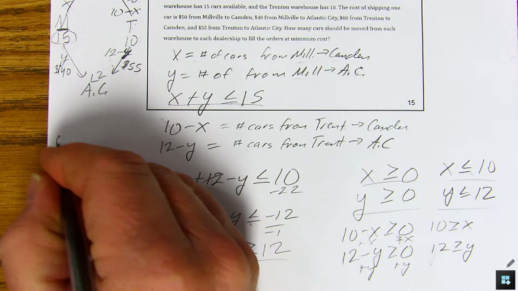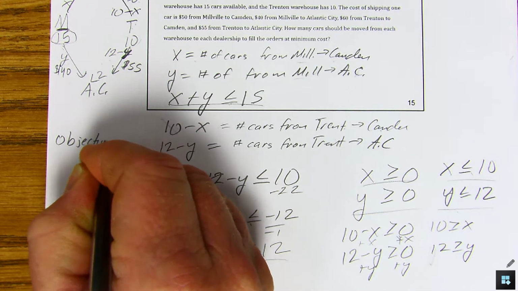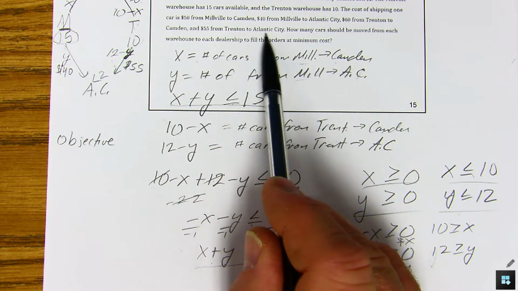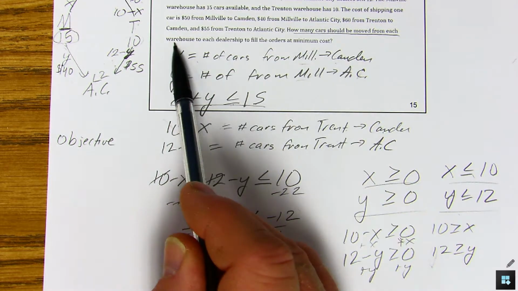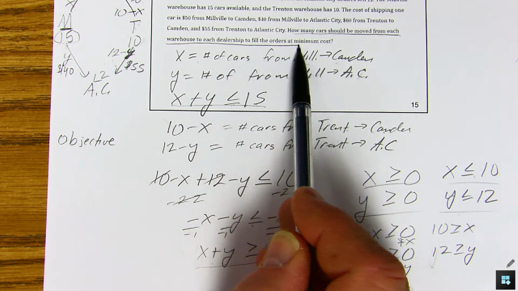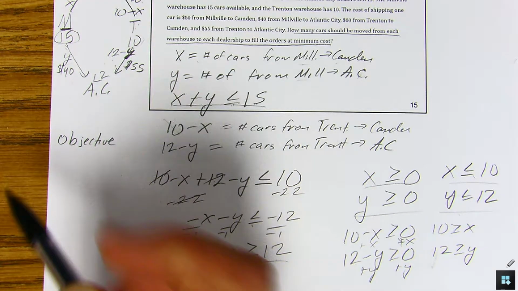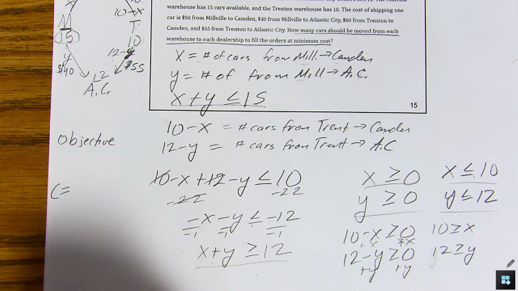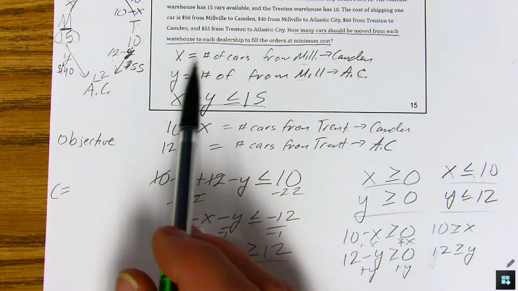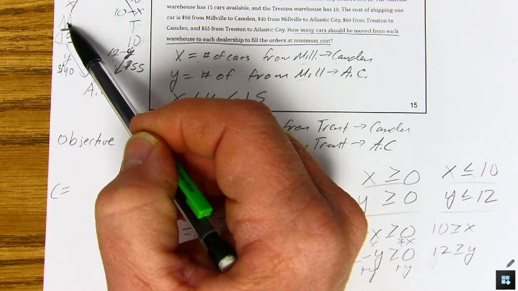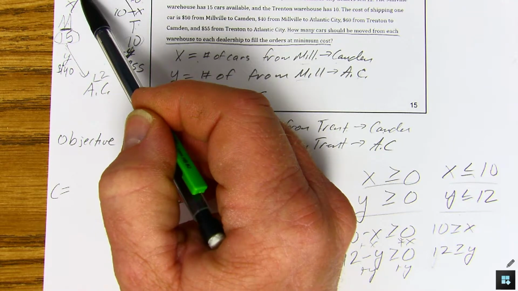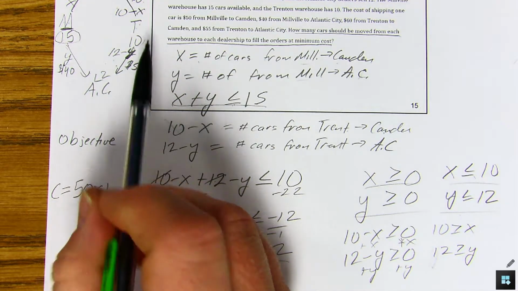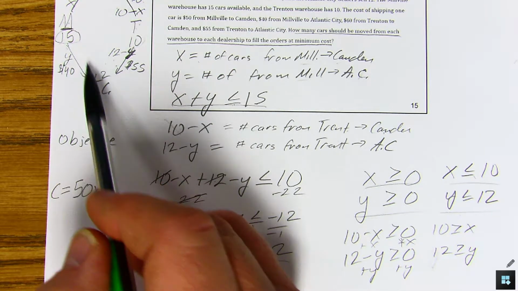For the objective equation, we're going to look at the last sentence again. The last sentence says, how many cars should be moved from each warehouse to each dealership to fill the orders at minimum cost? So we're looking for a cost equation. If you think about it, how much does it cost to move from Millville to Camden? It costs $50. So we know that 50x plus how much does it cost to move from Millville to Atlantic City, which is 40y.